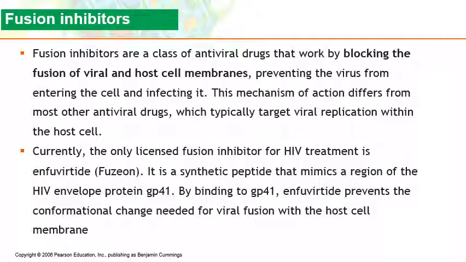So what the fusion inhibitor does is that it specifically binds to these viral envelope proteins, particularly those involved in binding to host cell receptors at the outer cell, and which mediate membrane fusion. So the binding blocks the crucial conformational changes required for the virus to merge within the cell, thereby leading to non-infectivity. Currently, the only licensed fusion inhibitor for HIV treatment is enfuvirtide. It is a synthetic peptide that mimics a region of the HIV envelope protein GP41. Binding to GP41, enfuvirtide prevents the conformational changes needed for viral fusion with the cell membrane.